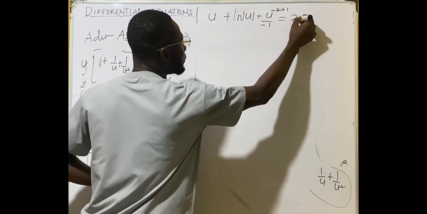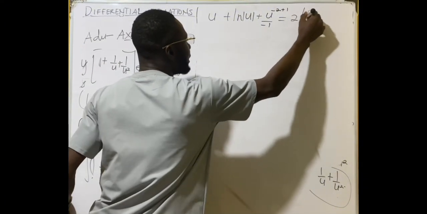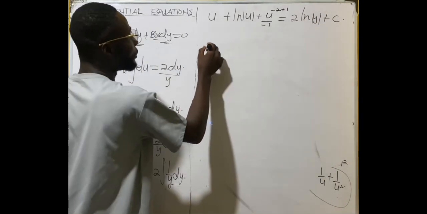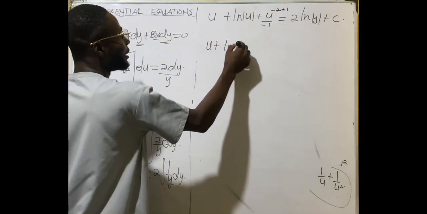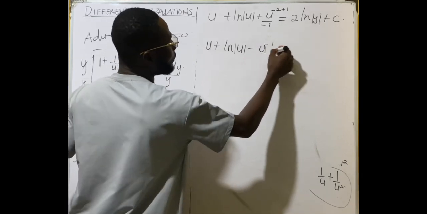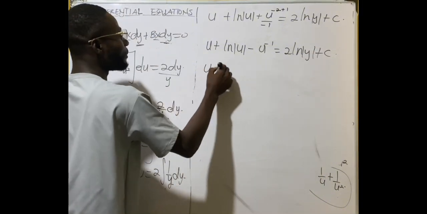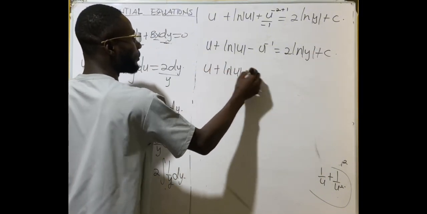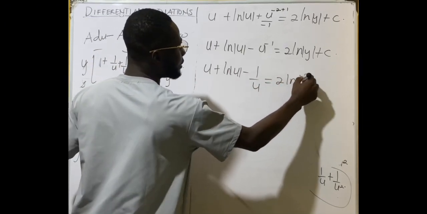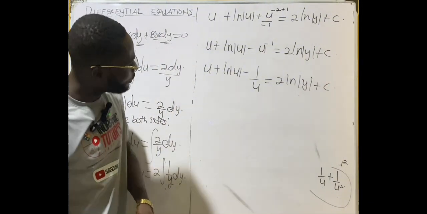And that is equal to 2 times the integral of 1 on y, which is what? ln y. So plus our constant of integration, right? So we're going to have u plus ln u minus u to the negative 1 equals 2 ln y plus c. So we're going to have u plus ln u minus 1 over u equals 2 ln y plus c. Okay, so this is what we are having.